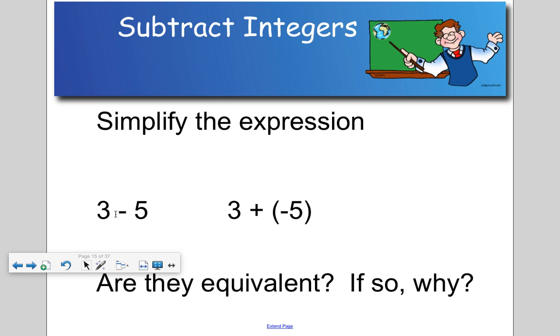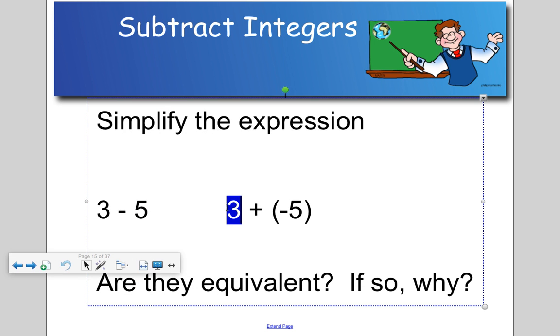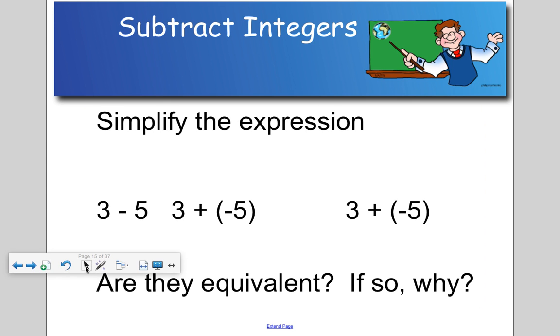So is 3 minus 5 equivalent to 3 plus -5? Let's see if that is correct. Are they equivalent? Let's see. I kept the 3. I added, and what's the opposite of 5? -5. And if you do not believe me, do we need to see a model of this? Well, I'm going to show you a model.